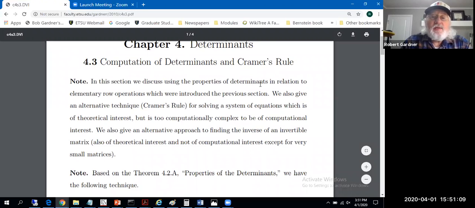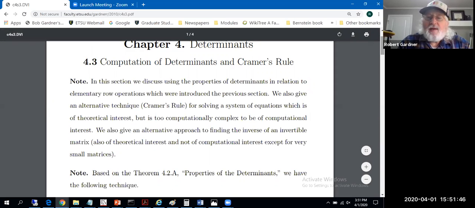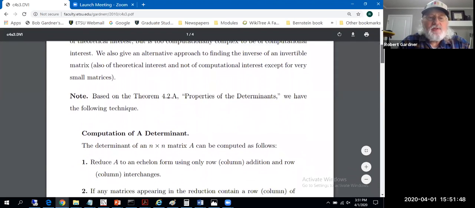So the plan here is to do a couple of things: to relate the computation of determinants to elementary row operations, and we've already done some of that in the previous section, and to use determinants to solve systems of equations. This is a computationally complex, as the book says, way of dealing with systems of equations. This isn't the way to solve a system of equations. You have an excellent way of solving systems of equations, Gauss-Jordan elimination. So the results of this section are mostly of theoretical interest, but let's see if we can make some sense out of them.